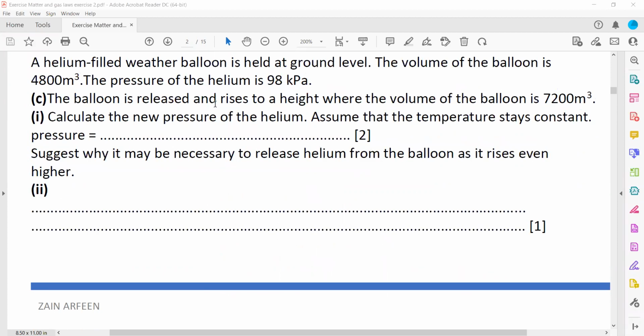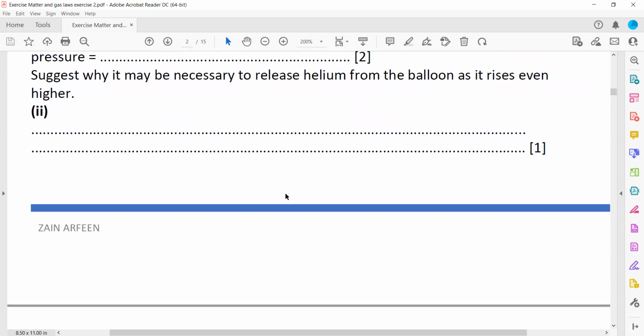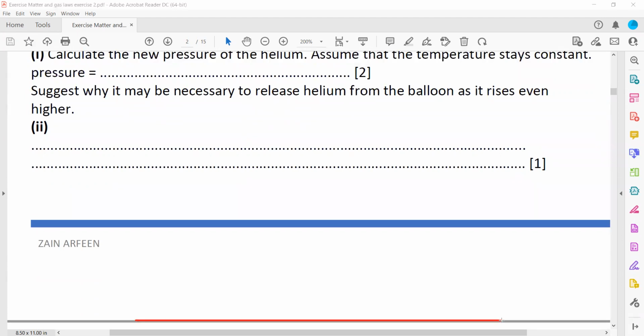Suggest why it may be necessary to release helium from the balloon as it rises even higher. So why do we have to release some helium from the balloon as the balloon is rising higher? As we know, the atmospheric pressure changes. For example, say this is the ground and we are releasing a balloon from the ground. We know at the ground level, the atmospheric pressure is higher. And this balloon is filled with helium gas inside.